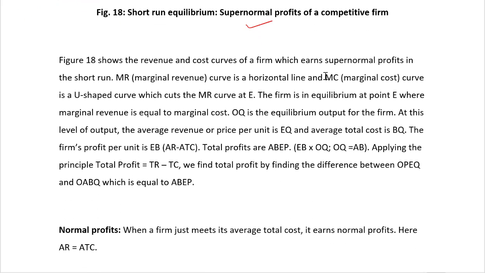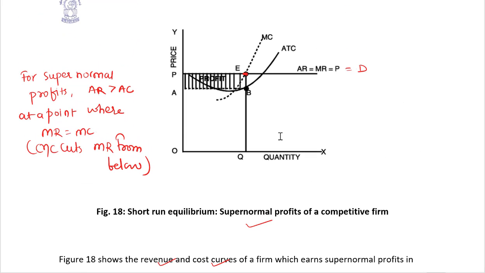Just see this explanation. Figure 18 shows that the revenue and cost curve of the firm which earns supernormal profits in the short run. Marginal revenue curve is a horizontal line and marginal cost curve is U-shaped curve which cuts the MR curve at E, that is the point of equilibrium. The firm is in equilibrium at point E where marginal revenue equal to marginal cost. OQ is the equilibrium output of the firm. At this level of output, the average revenue or price of the unit is EQ.